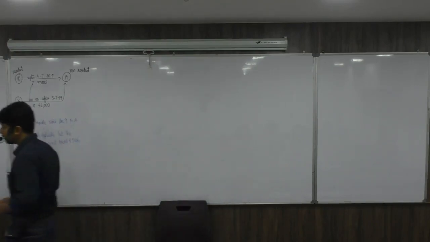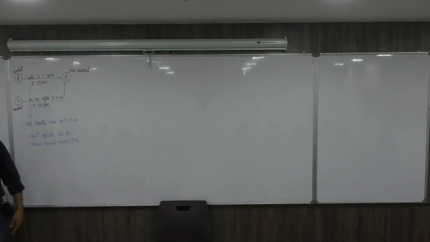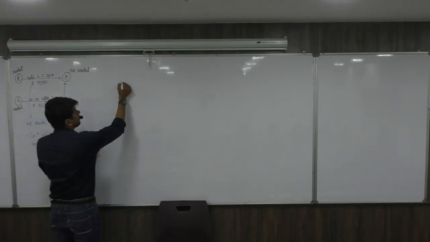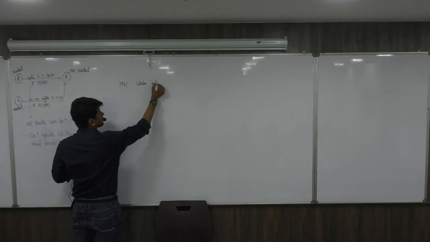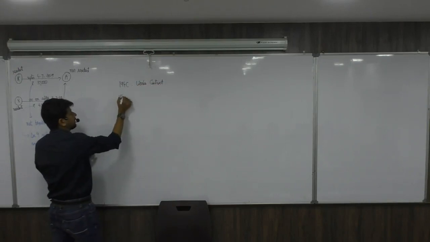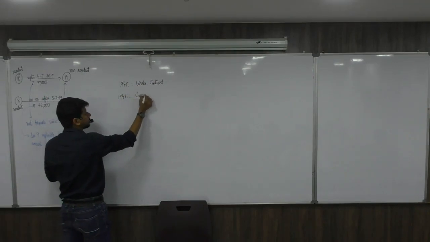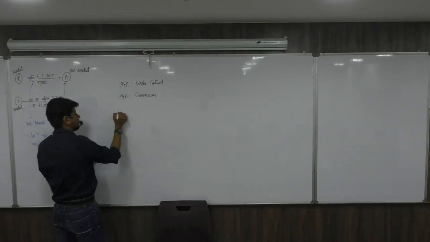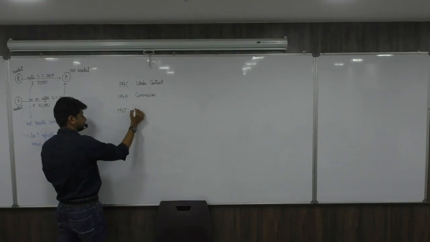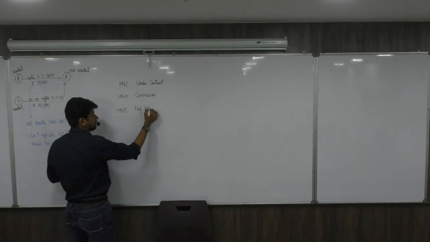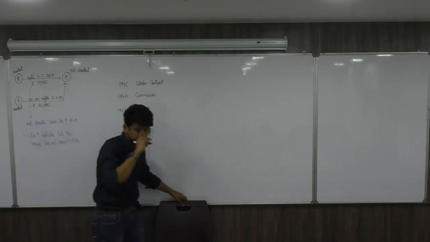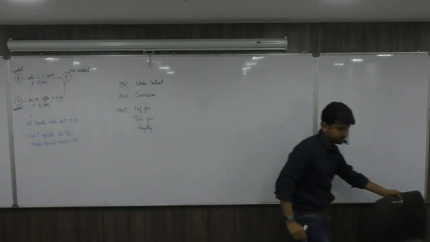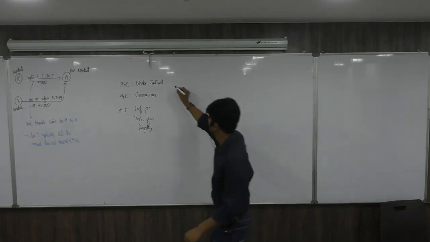Now there is something common in all these three sections. Dekho. 194C, works contract. 194H, commission. And 194J, professional fees, technical fees, and royalty. There are two things which are common in all three sections. First common thing.